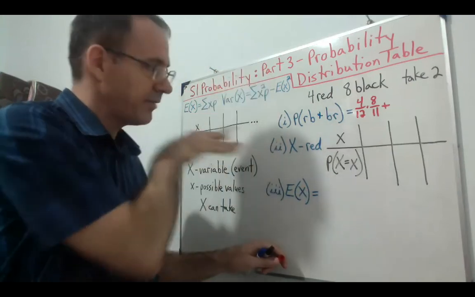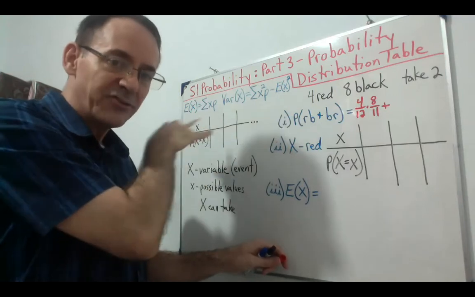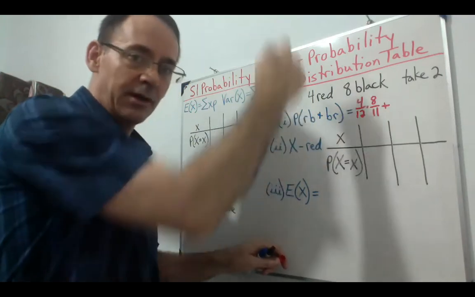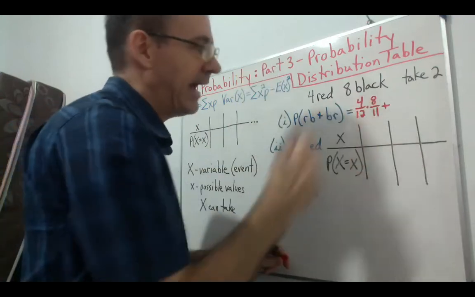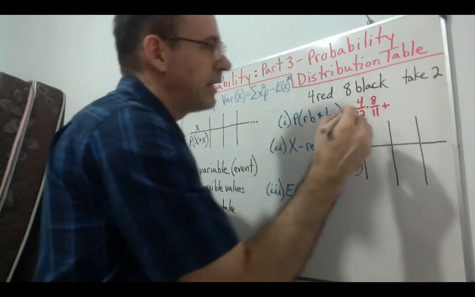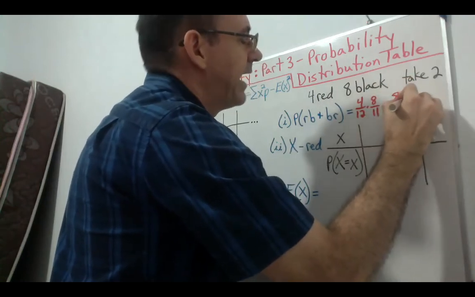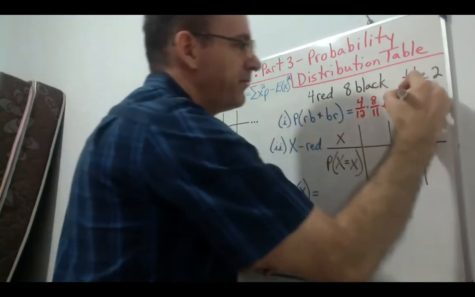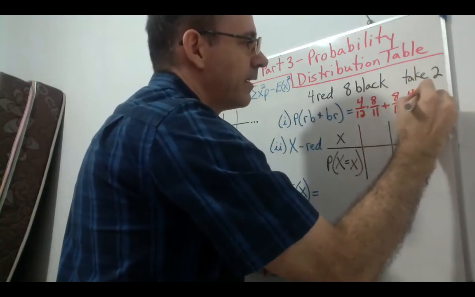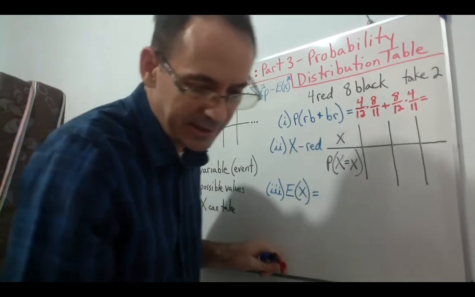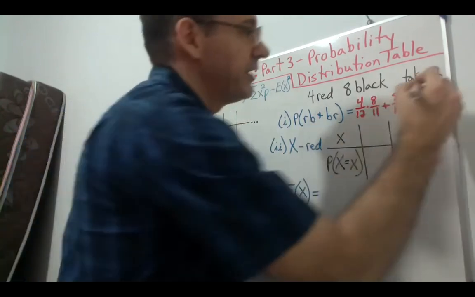The pathways are like your horizontal tree diagram, and the outcomes are looking at it vertically, so we add them. So if the black is first, it's 8 out of 12 times the red would then be 4 out of 11. And if you calculate that all together, you're going to get 16 out of 33.